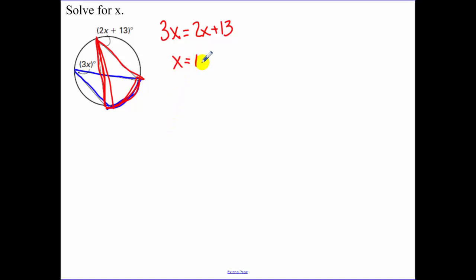So an example involving this, and some students I think can find this challenging. What you might want to do is trace out the angle. That angle intercepts that arc. And similarly, this angle intercepts that same arc. So 3x equals 2x plus 13. So when I solve that, x is going to equal 13.